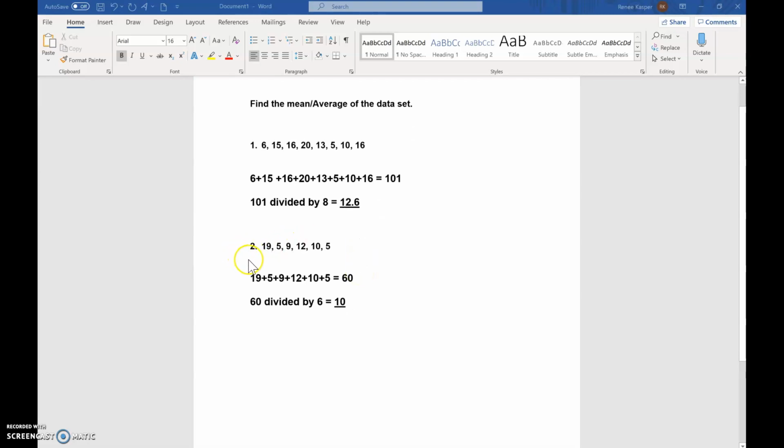For the second problem, we're going to take 19 plus 5 plus 9 plus 12 plus 10 plus 5, and that gives us 60. Then I'm going to count how many numbers there are. There's 1, 2, 3, 4, 5, 6. So that means we're going to take 60 divided by 6, and that'll give us 10. So this is how we find the mean, or the average.